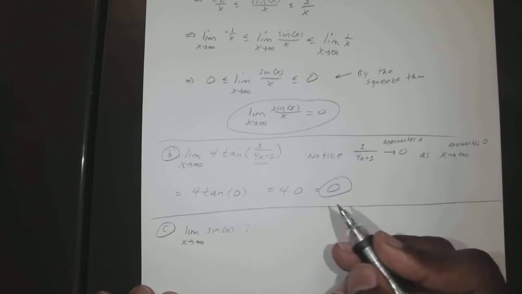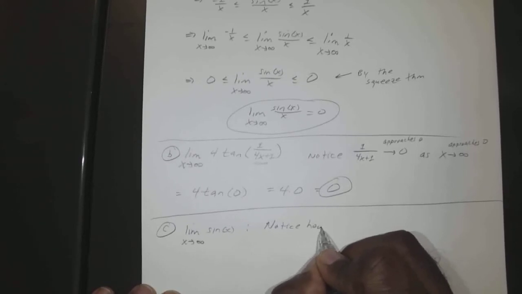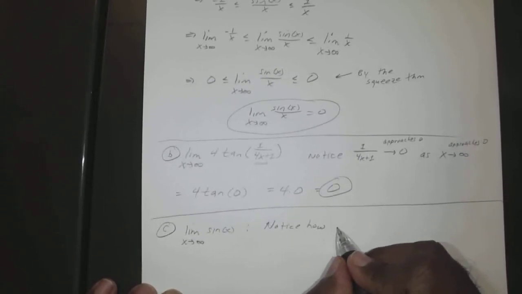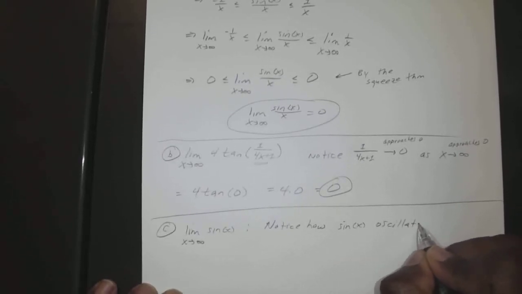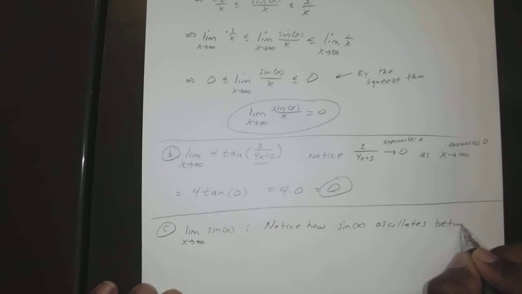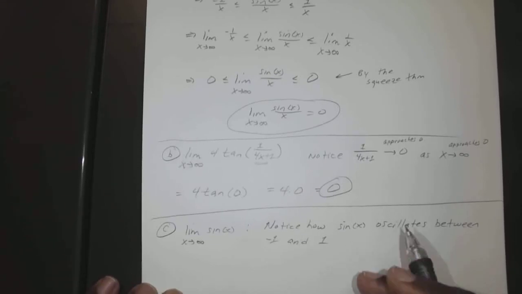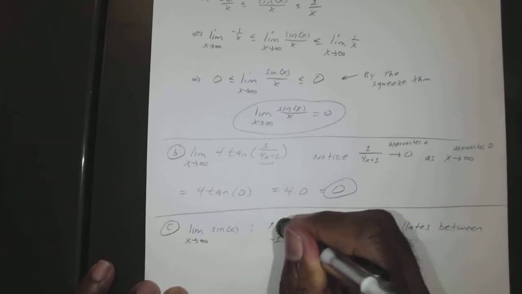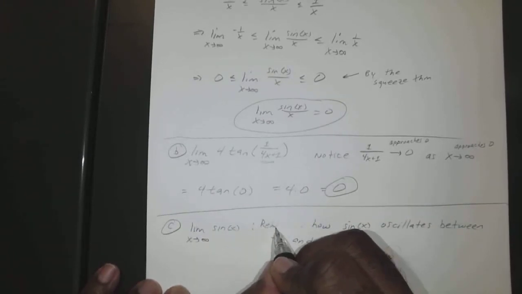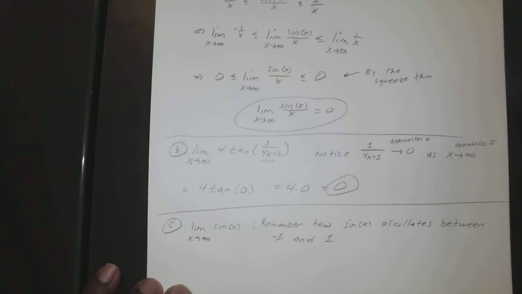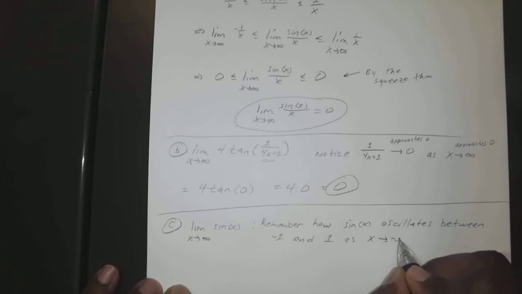Okay, so you want to note how sine of x oscillates between negative 1 and 1. Not really notice, more remember. Probably the wrong word, notice, because they didn't give us a graph. So you want to say remember, as x approaches infinity.